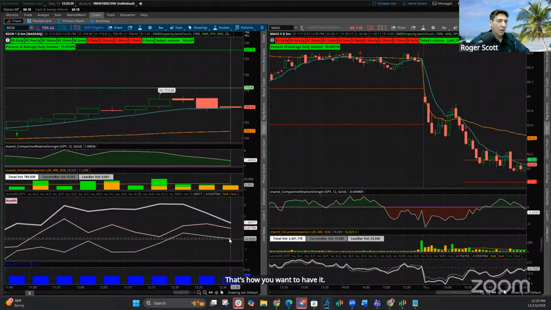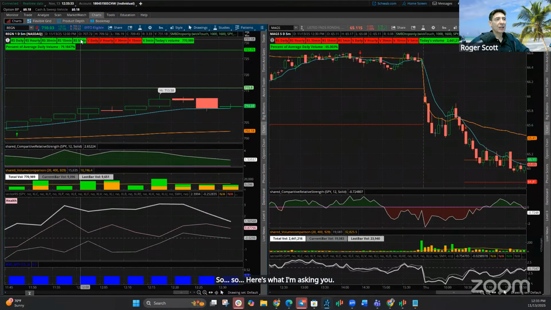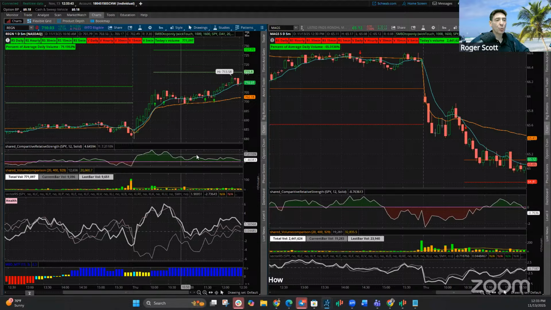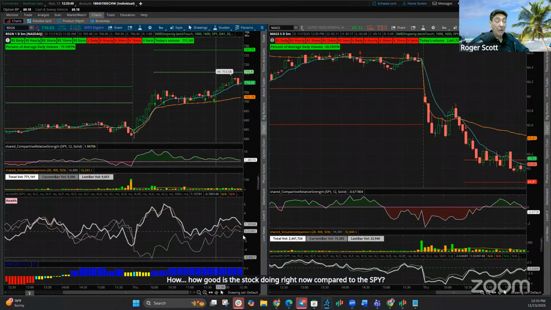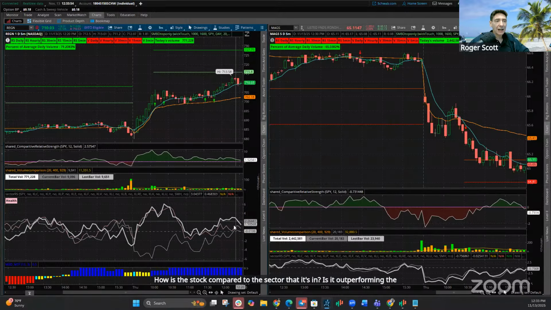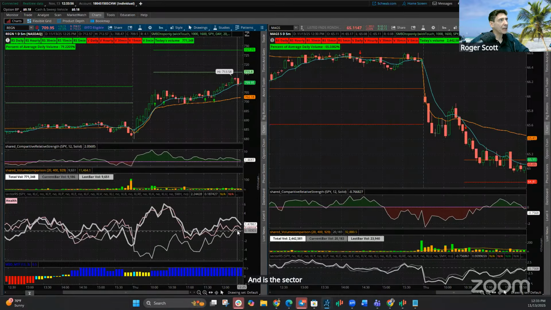So here's what I'm answering here. How strong is this stock? How good is relative volume? How good is volume compared to how it is typically? How good is the stock doing right now compared to the SPY? How is the stock compared to the sector that it's in? Is it outperforming the sector that it's in? And is the sector outperforming the S&P? Wouldn't it be nice to know this information?